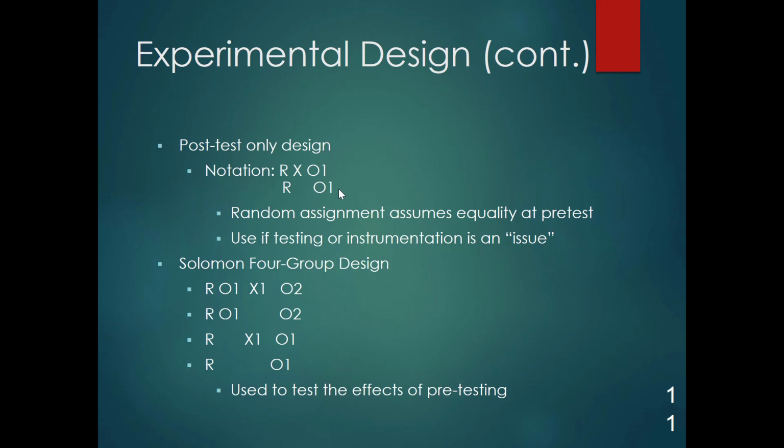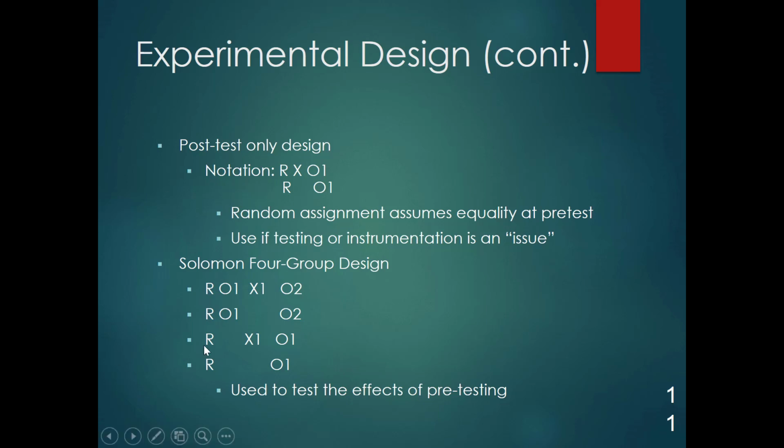The final design is the Solomon 4 group design. This is the most rigorous design, okay? As you can see, there are 4 groups. This design is used to test the effects of pre-testing. The Solomon 4 group design combines the classic experiment and the post-test only control group design. So this design combines the 2 other designs in the experimental design. That's why it's the most rigorous. It's the strongest design. Basically, what it's doing is comparing the groups.